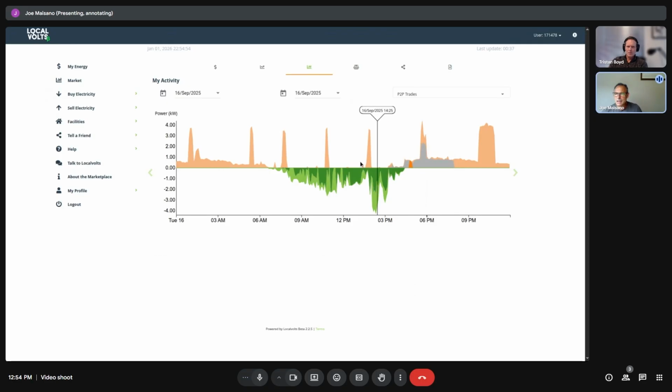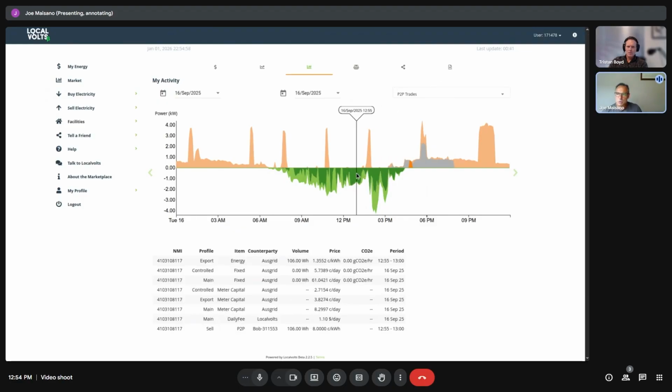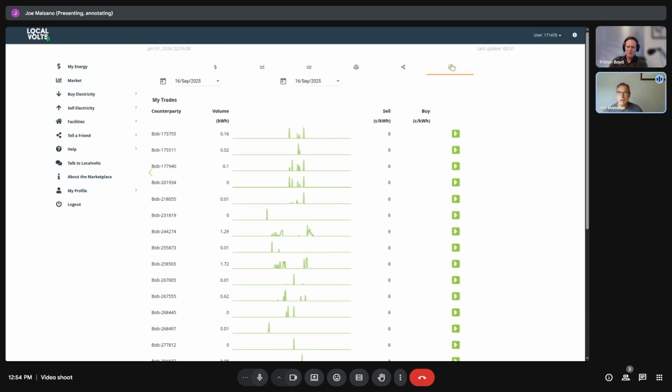So we can now drill down into the actual structure of each of these trades. So at this point, we can look at the fact that there is a trade and how much is happening in that single 5-minute interval. But if we want to zoom out a little bit on each trade and look at their intraday structure, we can now go to the My Trade screen.